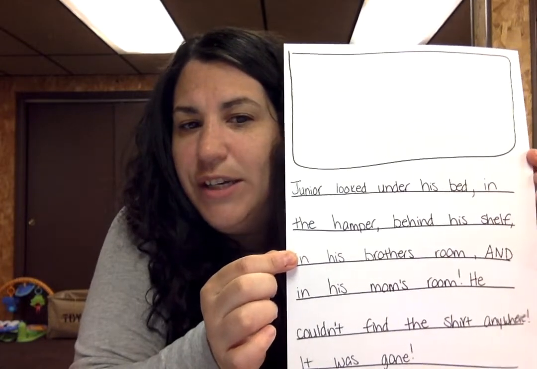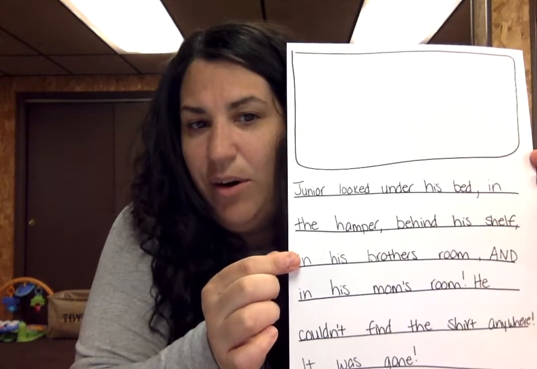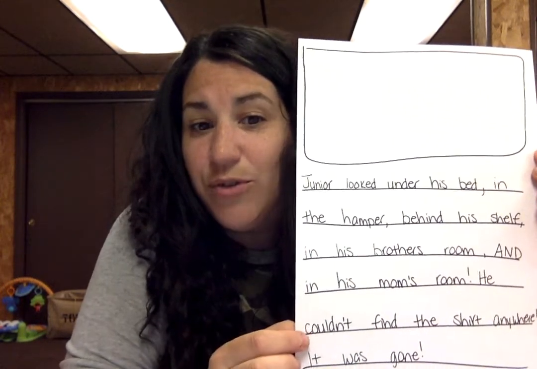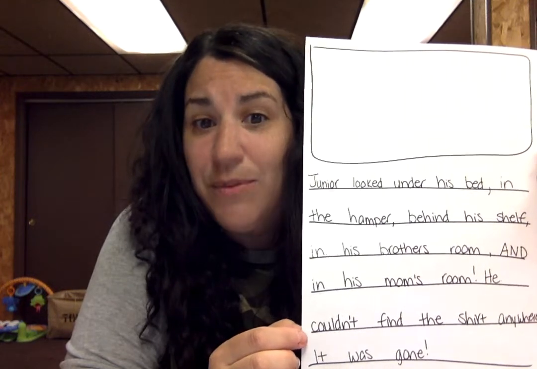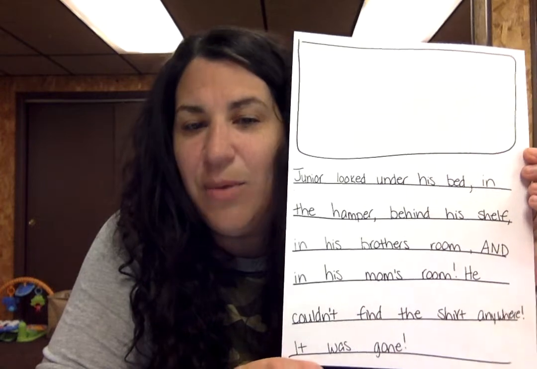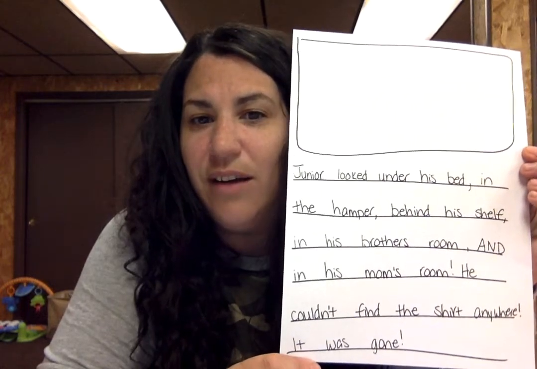Junior looked under his bed, in the hamper, behind his shelf, in his brother's room, and in his mom's room. He couldn't find the shirt anywhere. It was gone. Did you guys see? I didn't just say Junior looked everywhere. I listed 5 or 6 places that he looked, and I told in small steps all the different places that he looks.